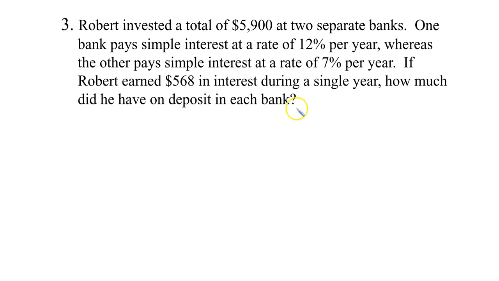Because Robert forgot how much he put at each bank, so we have to help him out here. So we're going to let X represent the amount at the 12% bank, and Y will represent the amount at the 7% bank.